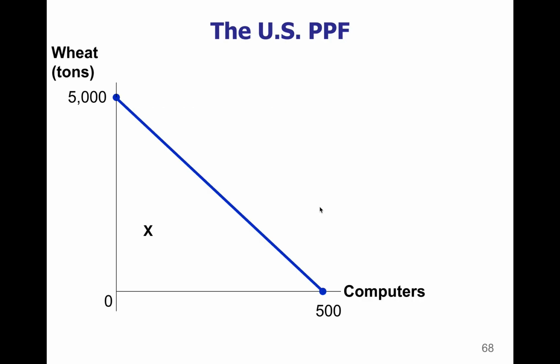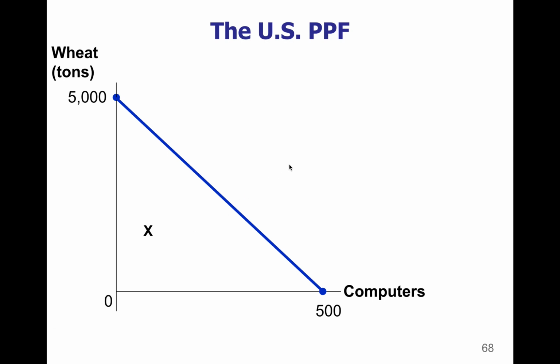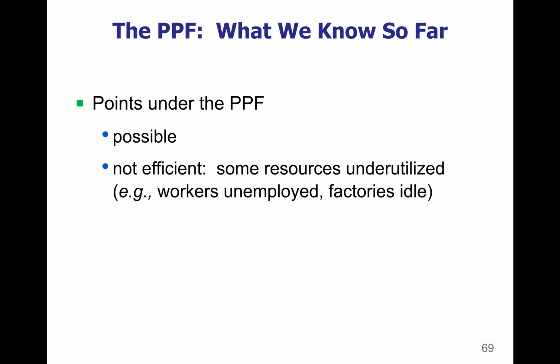Now, if you look at this part of the graph, if we have point X here, point X represents a small number of wheat and a small number of computers. So points underneath the PPF line are possible combinations. We could make that combination of wheat and computers. We have the labor hours to do it. But because it's underneath the maximum line, it's not efficient. Some of the resources that we have are being underutilized.